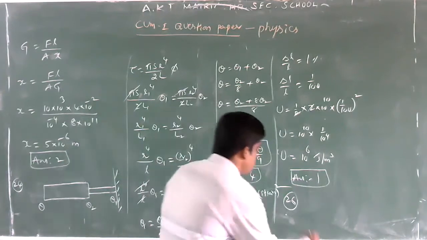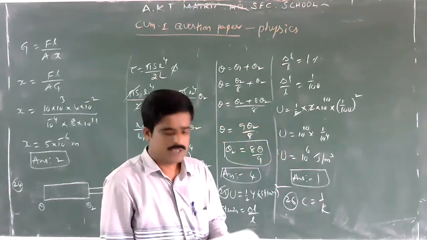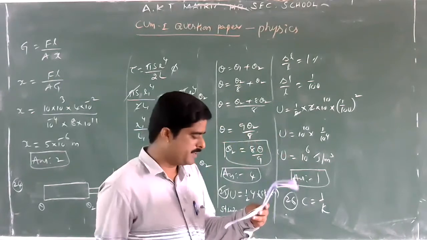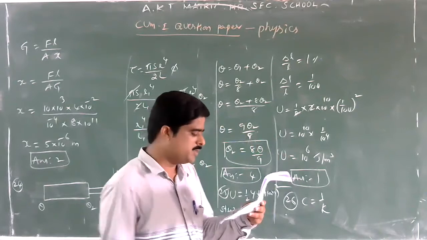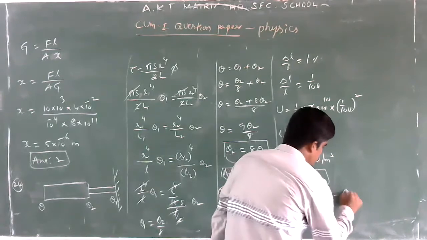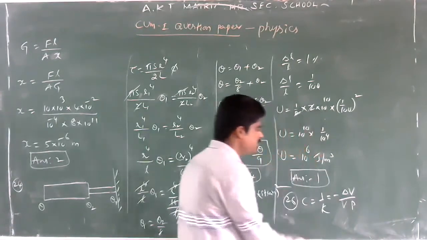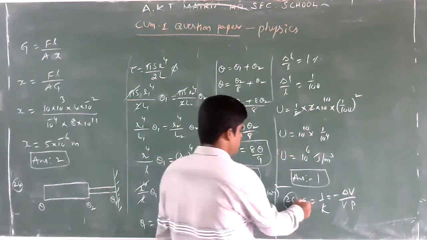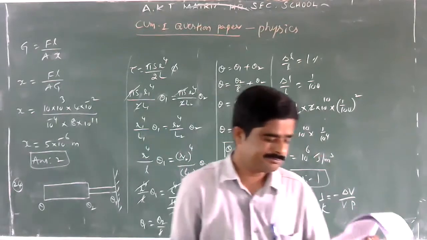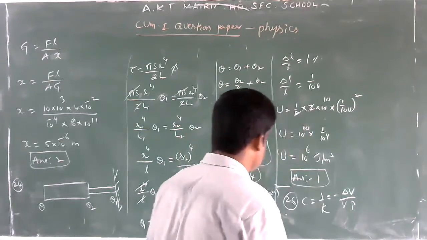Here compressibility C is equal to the reciprocal of bulk modulus K. But here what are given? Compressibility is given, and applied pressure is given, but what is the fractional decrease in volume? Here 1 by K is equal to minus delta V by V into P. Compressibility is given, but we want to find the fractional decrease in volume.